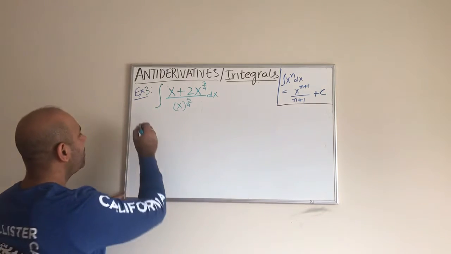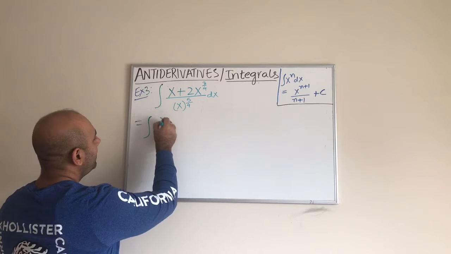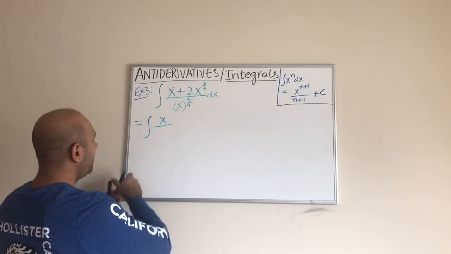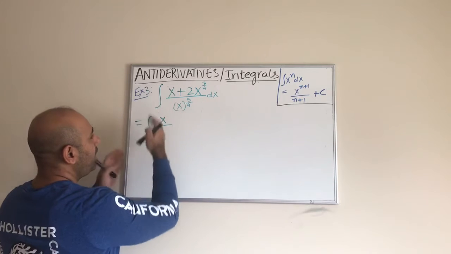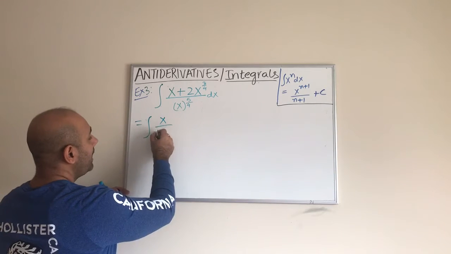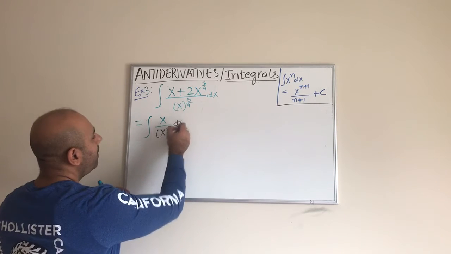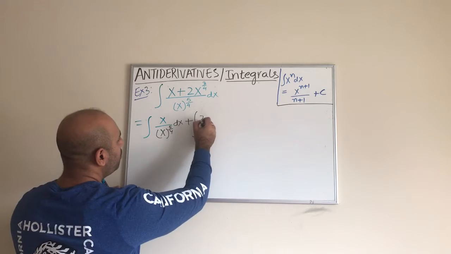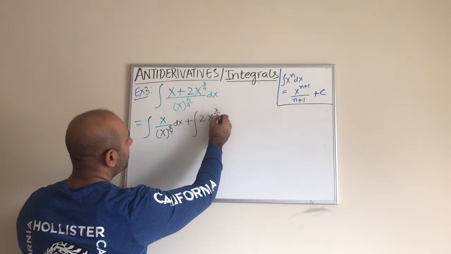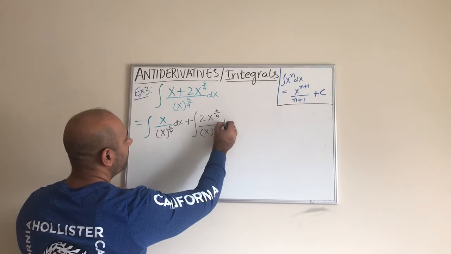So the first thing we are going to do is break this down. We can rewrite this as, there are two terms and they're both divided by this. So we can break this as x divided by x to the power 5/4. That would be my first term. And let me already distribute that dx as well. And then there's a plus integral of 2x to the power 3/4 divided by the same thing, x to the power 5/4, because that divides both of them.